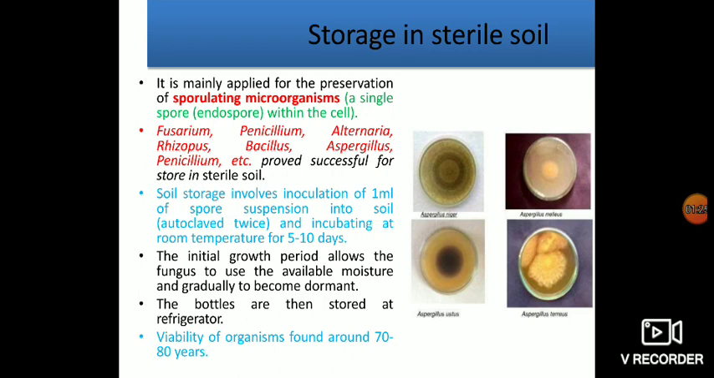The initial growth period allows the fungus to use the available moisture and gradually become dormant. The fungus will grow, and once the moisture gradually decreases, it will become dormant. The bottles are then stored in a refrigerator. The viability of the fungus is around 70 to 80 years, as mentioned.